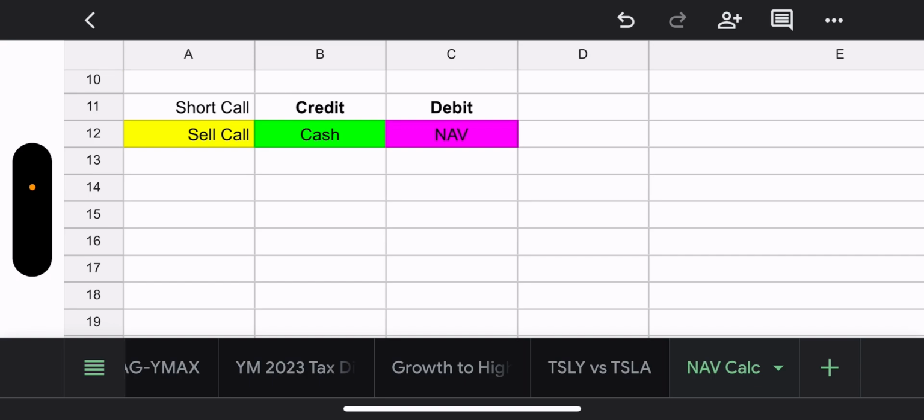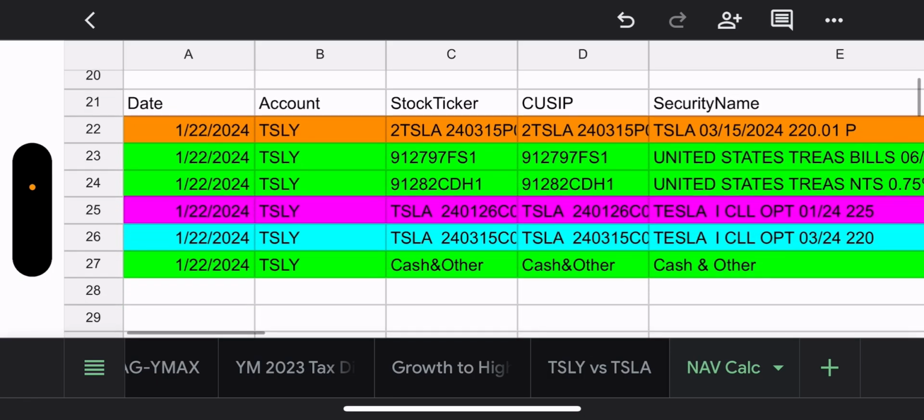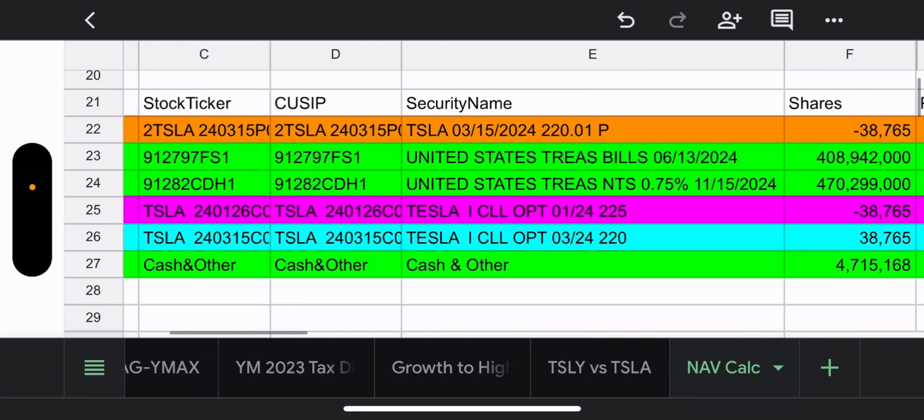So when they do a short call, they get a credit immediately. That credit goes into their cash bucket. And again, when they get cash, they put the cash in the treasuries. So just think, when we say cash, it's cash in treasuries. And then that call sits on their net assets. So it's going to sit there with a debit value because it's going to cost them money to close it if they wanted to close it.